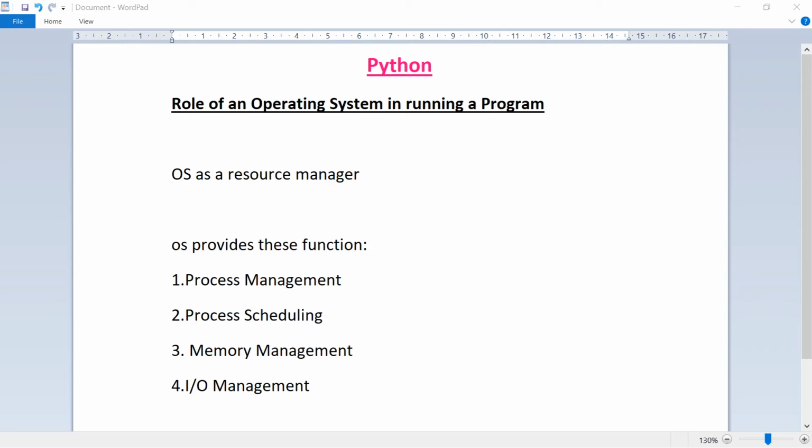This is Jyoti. In this video, I am going to show you the role of an operating system in running a program. In my previous video, you learned how to write a program and how to compile that program into binary code or machine code. In this video, we will see what the operating system's role is in running that executable program.